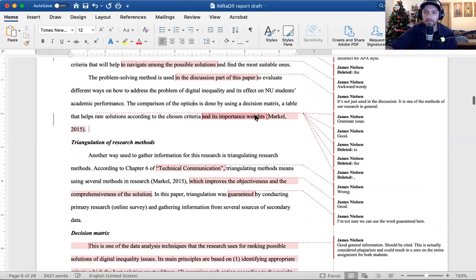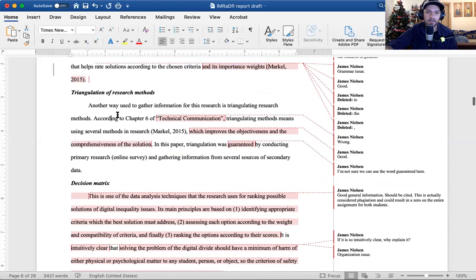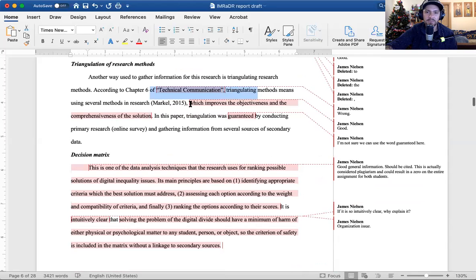I don't know what this means. Let's see. The comparison of the options is done by using a decision matrix, a table that helps and its importance weights. This part is just awkward phrasing or a language issue, importance weights. I don't know what that means. Another APA style issue. They explained this wrong. Okay, this is just, it's not right.